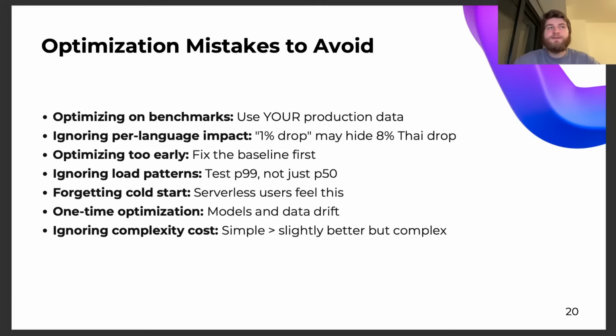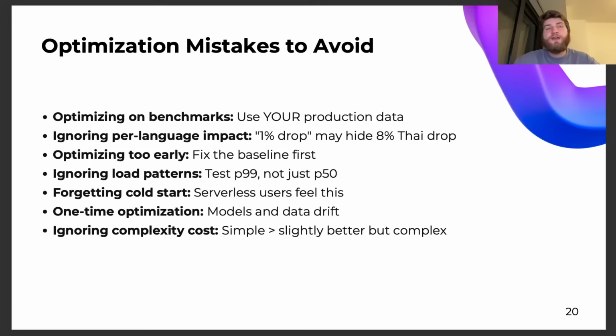Mistake 3. Optimizing too early. If your model accuracy is 75%, optimization should not be your priority. Improve the baseline first. Optimization is for squeezing efficiency out of already good models, not for fixing fundamentally underperforming ones. Mistake number 4. Not accounting for load patterns. Your model might perform great at P50 latency, but terribly at P99 when the system is under load. Test with realistic load patterns before declaring optimization success.